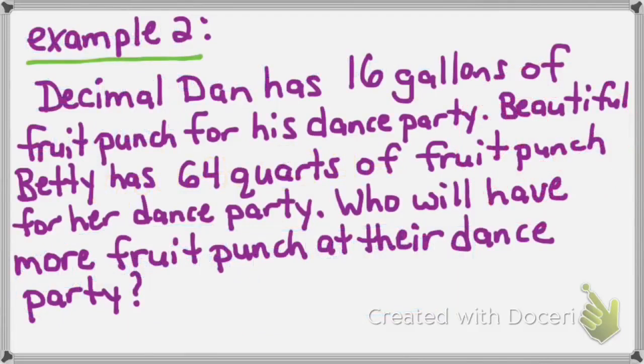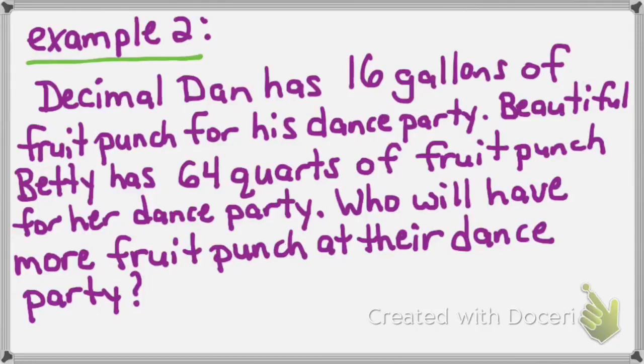Let's take a look at example 2. Decimal Dan has 16 gallons of fruit punch for his dance party. Beautiful Betty has 64 quarts of fruit punch for her dance party. Who'll have more fruit punch at their dance party? Uh-oh, sounds like they're fighting again. Well, let's figure out the problem.